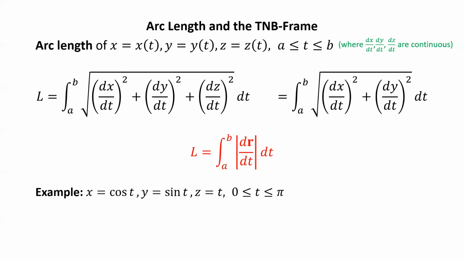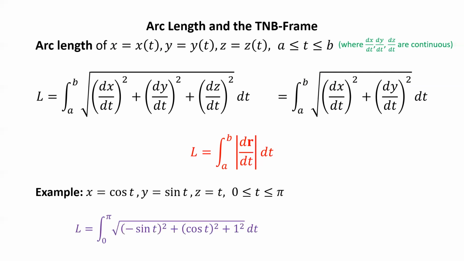Let's try an example. Compute the arc length of this parametrized curve. As always, you should pause the video and try this example yourself first. Okay, so we have x equals cosine t, y equals sine t, z equals t, t between 0 and pi.